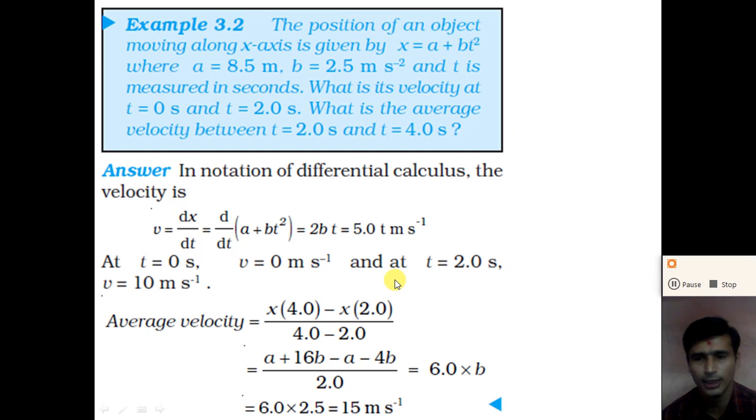So for any equation of position, we can calculate the instantaneous velocity as well as the average velocity with this example. So dear student, I hope that you understand what we mean by instantaneous velocity and how we can calculate the instantaneous velocity using a graphical method as well as using a differential calculus method.